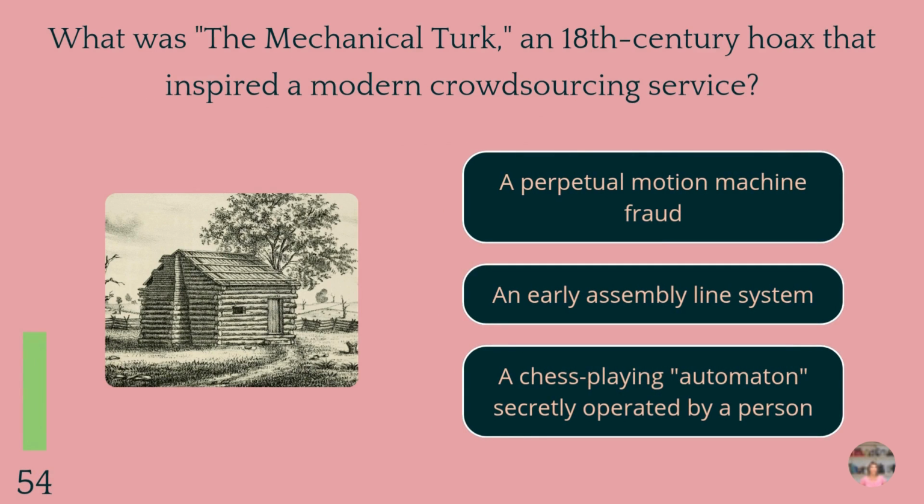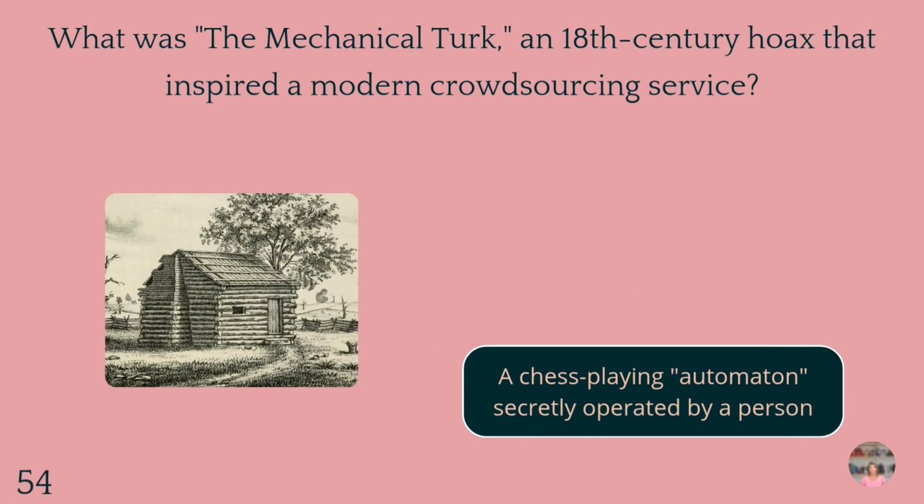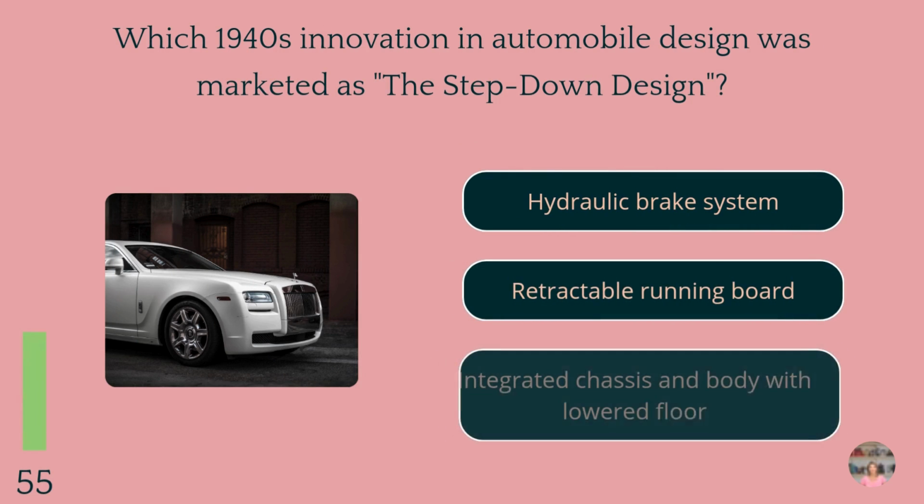What was the Mechanical Turk, an 18th century hoax that inspired a modern crowdsourcing service? A perpetual motion machine fraud, an early assembly line system, or a chess-playing automaton secretly operated by a person? A chess-playing automaton secretly operated by a person.